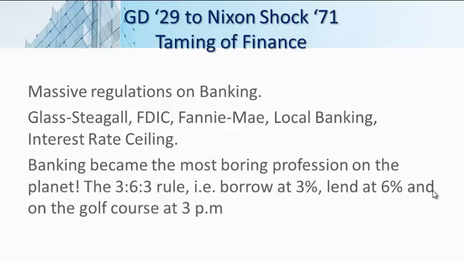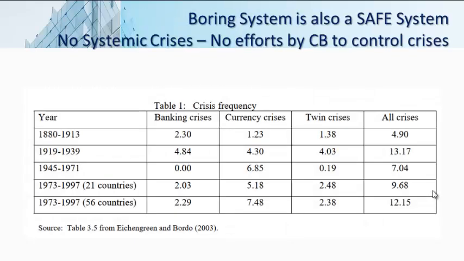Banks were restricted to be local. No bank could operate across states. There was an interest rate ceiling to make sure there is no competition among the banks to offer more and more interest. Banking became the most boring profession on the planet. There was the 3-6-3 rule. Borrow at 3%, lend at 6%, and on the golf course at 3 p.m. Nothing to do. So the boring system is also a very safe system. There were no crises, no efforts by central banks to control crises.